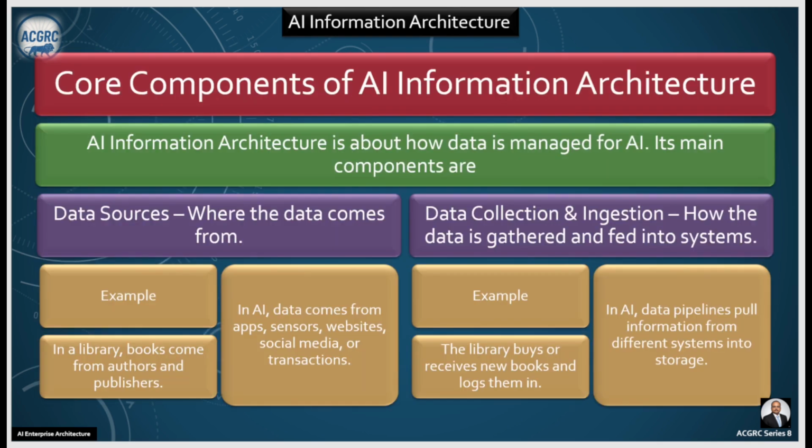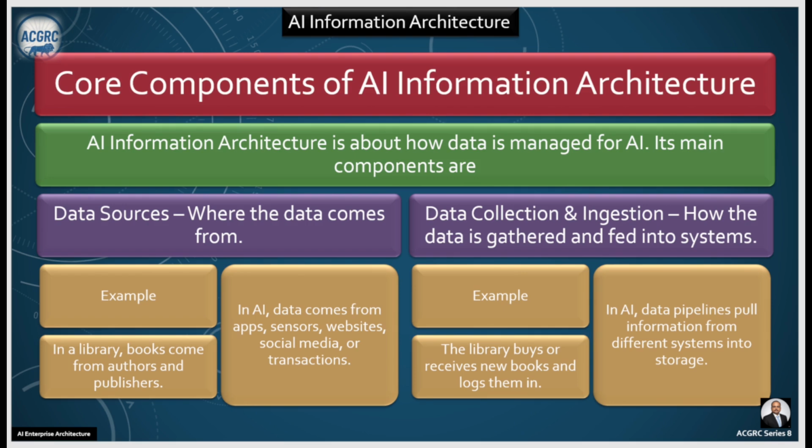Revisiting core components of AI information architecture. Well, AI information architecture is about how data is managed for AI. Its main components are data source, where the data is coming from. Example, in a library, books come from authors and publishers. In AI, data comes from apps, sensors, websites, social media, or transactions.